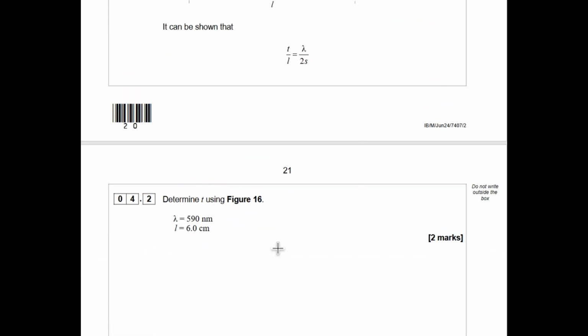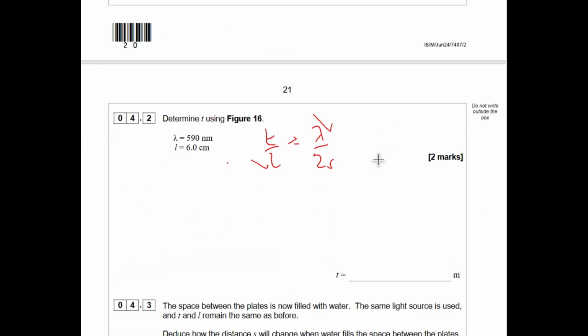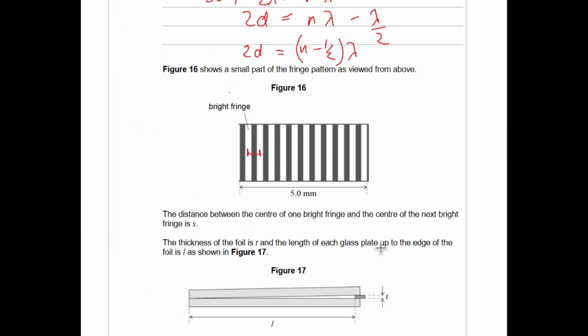So you've got this formula: T over L is equal to lambda over 2S. They're giving you lambda, they're giving you L. We've got to work out T, so we've got to determine S from here. Let me just rearrange this first. So T is equal to lambda L over 2S. So clearly we're going to have to work out S from here.